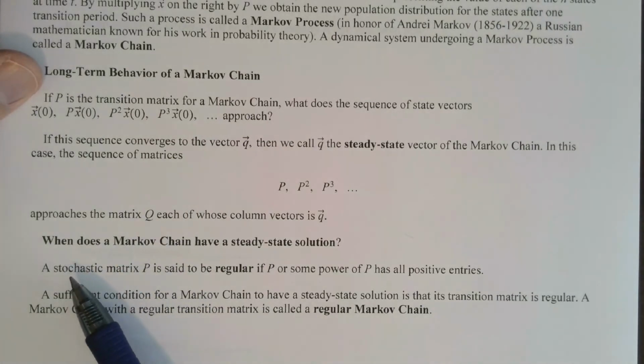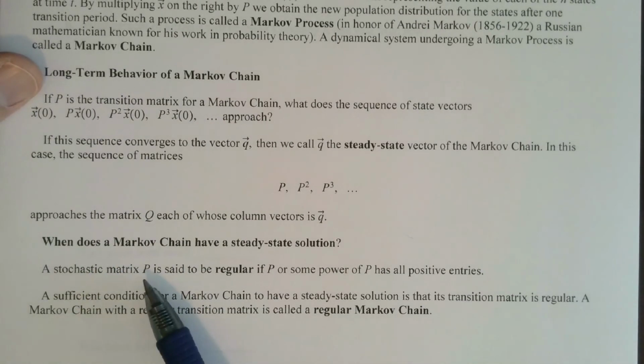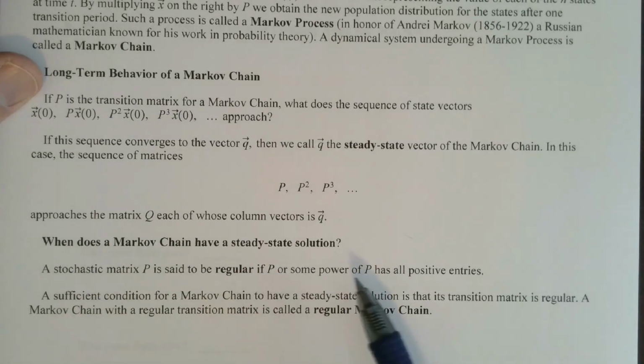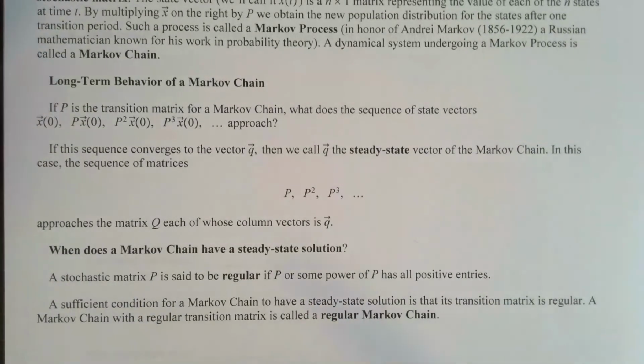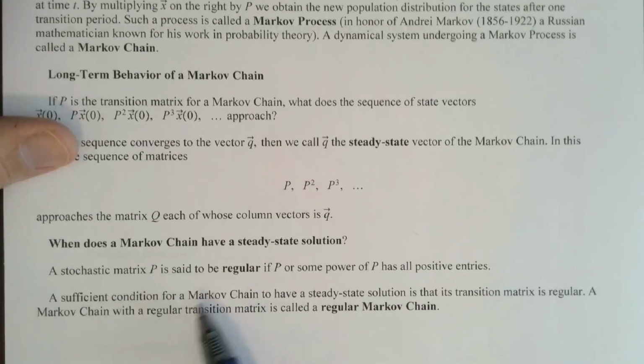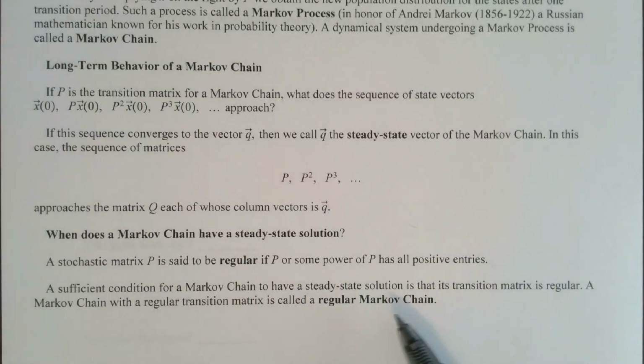So when do we have one? First of all, a stochastic matrix P is said to be regular if P or some power, P squared, P cubed, or whatever, has all positive entries, so no zero entries. We can't have negative entries in these matrices because they're probabilities. We could have zeros, but if P or some power of P has all positive entries, then P is said to be regular. A sufficient condition for a Markov chain to have a steady state solution is that the transition matrix is regular. Such a Markov chain is called a regular Markov chain.